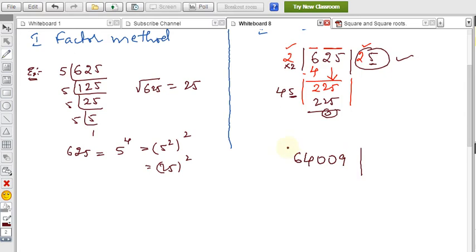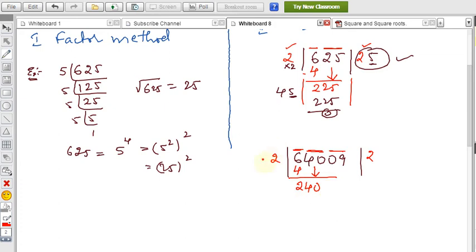64009. So, the division method I'll explain for this problem. According to the condition, we should take two digits from the units place. Here only one is left, so 49 and this 6. The first set is 6. The nearest perfect square to 6 that is less than 6 is 4, so 2 squared is 4. Then 6 minus 4 is 2. Then the complete next set we should take down. That is 240.